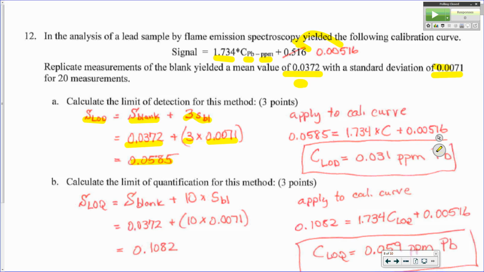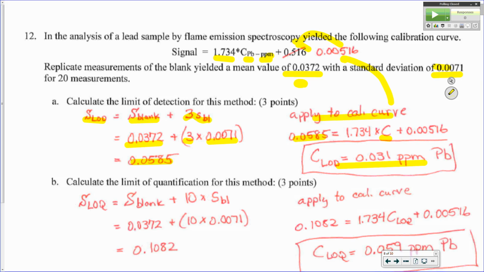0.0585. So what I need to do then is take that number and plug it into the calibration curve up here. Now I've got my signal, and what I simply do is find out what concentration is responsible for that signal. So when you do that, solve for C, and the units are parts per million. I tell you the units, you get 0.031 parts per million. That's 31 parts per billion. That's a pretty decent sensitivity.